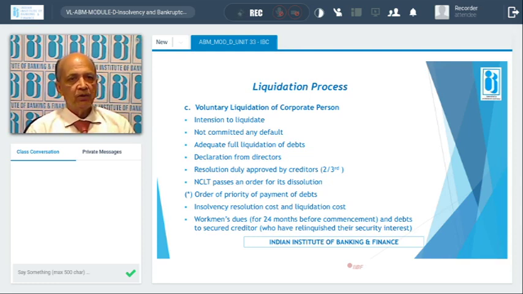Now coming to this, as I told you, there is an order of priority. As far as lenders are concerned, they are the secured creditors. As the Act provides, whatever amount is realized, either by the liquidator or by the liquidation trust, should be apportioned as per the order of priority. The first priority is the workmen's dues for 24 months, not beyond that, prior to the commencement of the liquidation proceedings, along with the secured creditors. So the lender is also getting first priority, along with the workmen's dues.